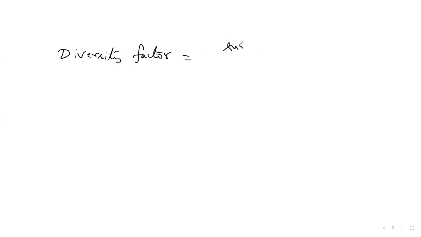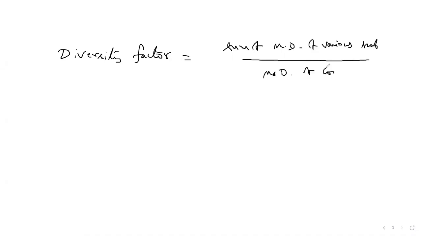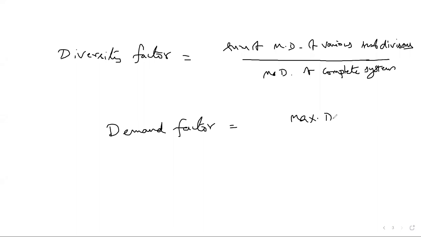What is the formula? Diversity factor equals the sum of maximum demands of various subdivisions divided by, here I am writing M.D., the maximum demand of the complete system or power station. This is the subdivisions. What is the demand factor formula? Maximum demand divided by total connected load.